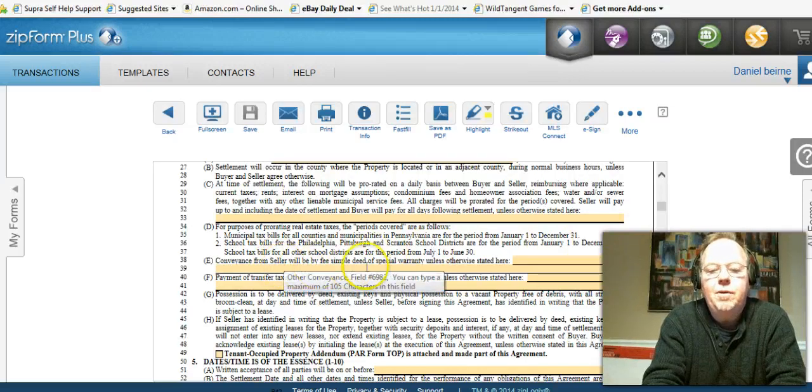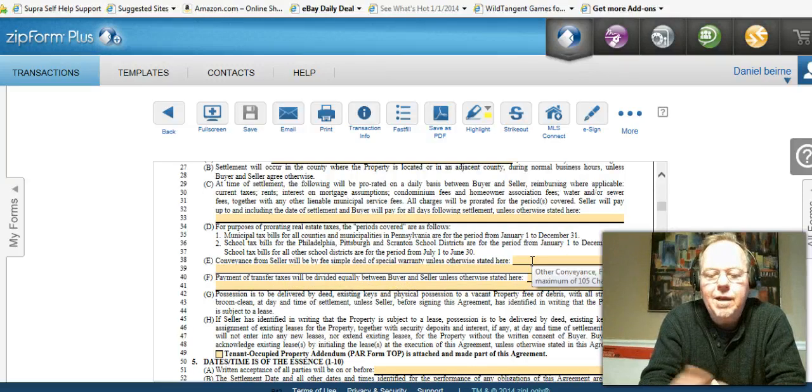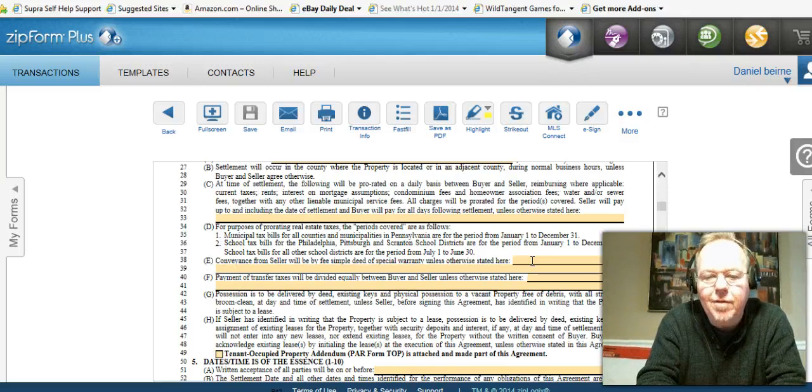Conveyance from the seller will be by deed of special warranty unless otherwise stated here. A little bit bringing you back to real estate fundamentals, but special warranty is the one where the sellers guarantee that to the best of their knowledge, they haven't encumbered the property. They're giving clear title, and then the title company is going to step up and, not guarantee, but indemnify what the sellers have said is true.